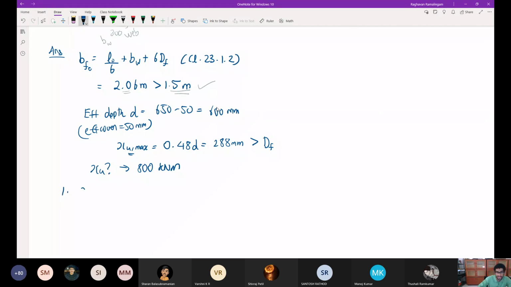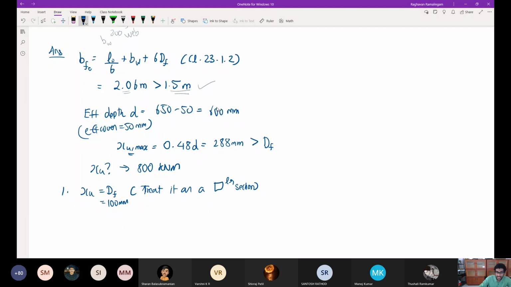First we'll assume XU is equal to DF or within DF. If this is the case, you can treat it as a rectangular section. Okay, DF is 100 mm. So will this be enough for us? This is what we want to check.